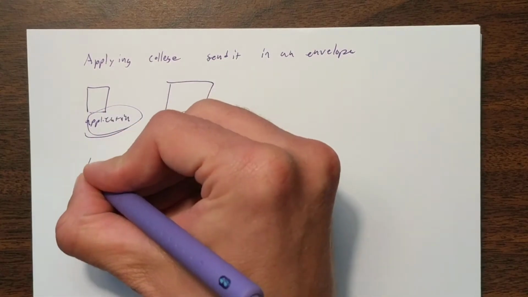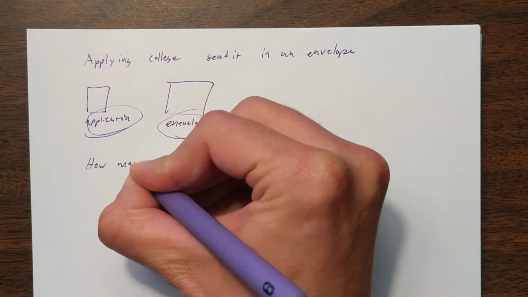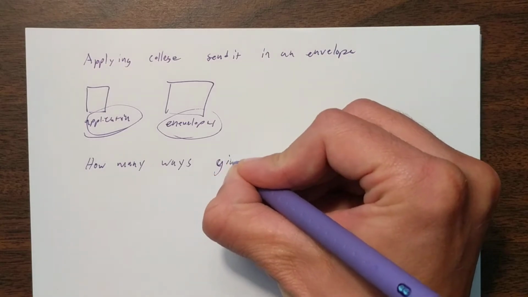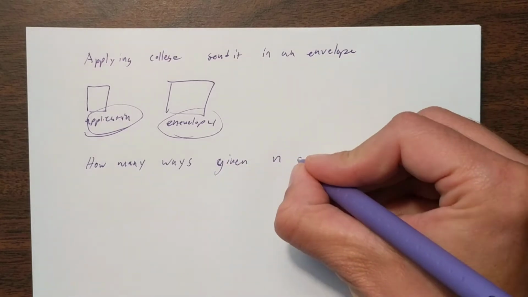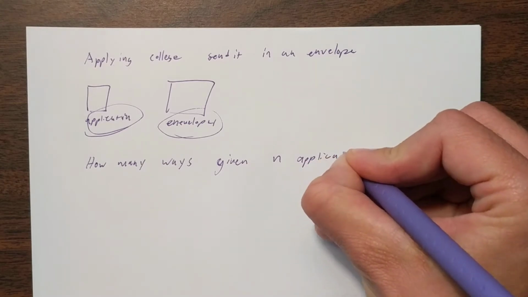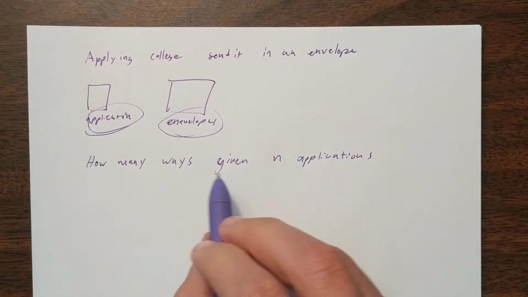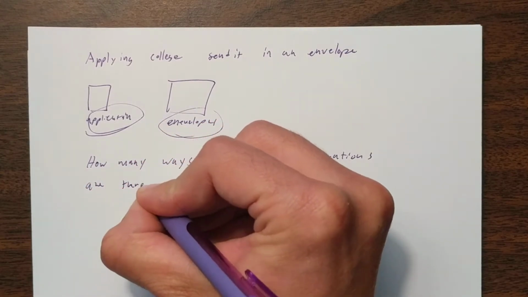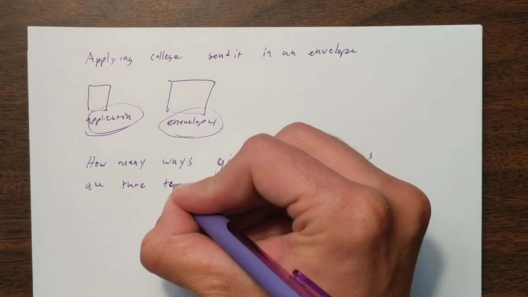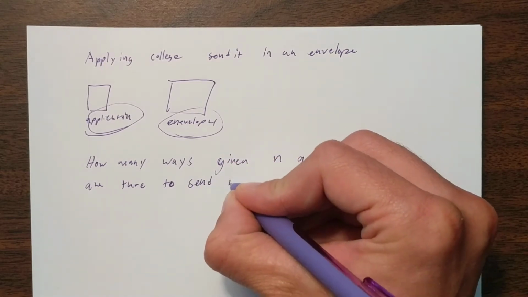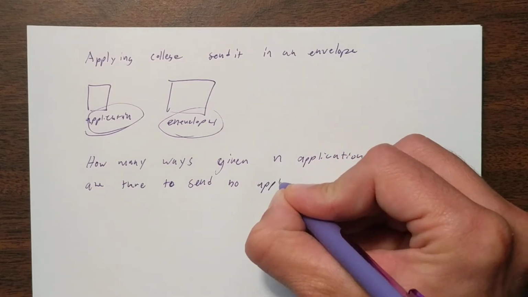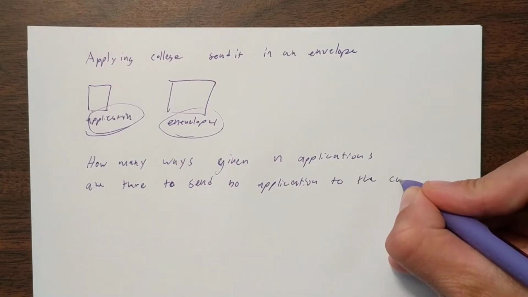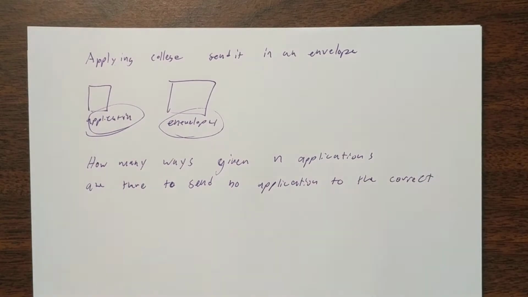I want to know, given n applications, how many ways are there to send no application to the correct college?